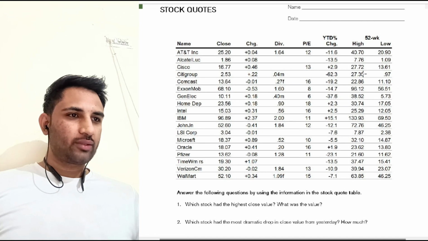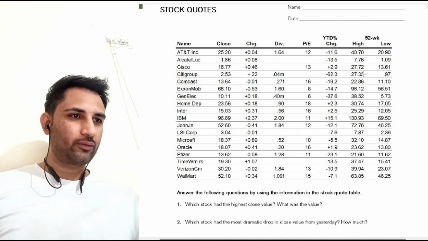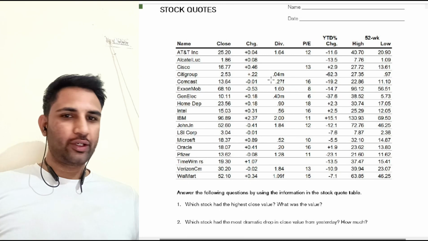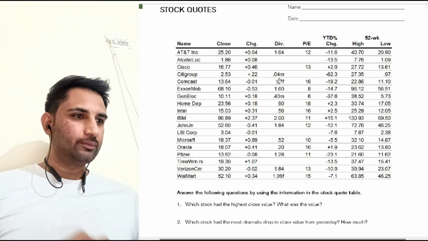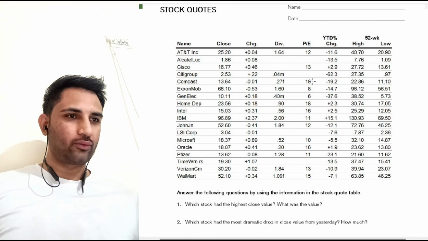Next one is Comcast. So the closing price for the Comcast was 13.64. The change is negative 0.01. Dividend per share is 0.27. Profit earning ratio is 16. Year to date change is negative 19.2. 52-week high and low were 22.86 and 11.10.